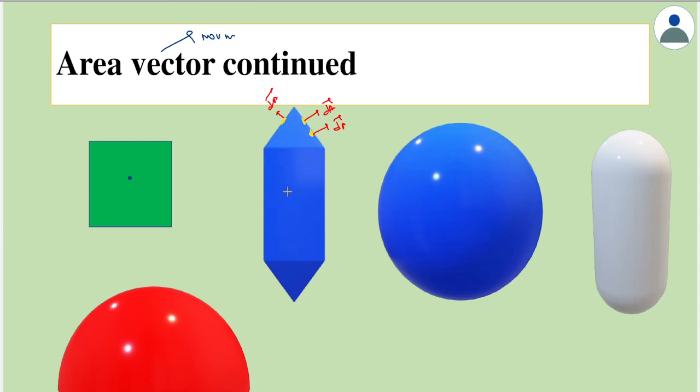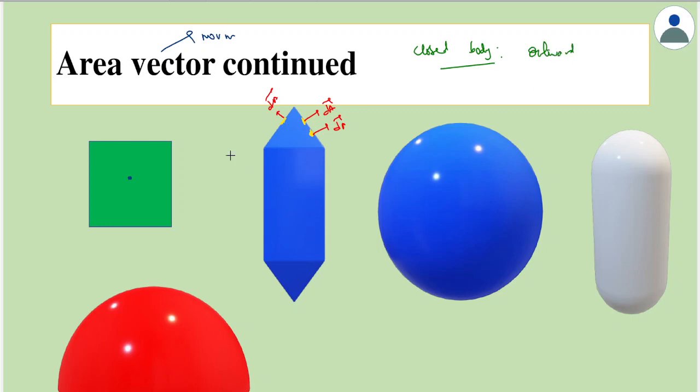Now observe one thing carefully here, that in all the cases, the direction is going outwards. So for a closed figure, for a closed object, for a closed body, it is always outward.